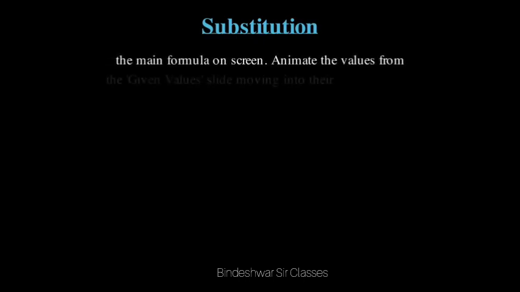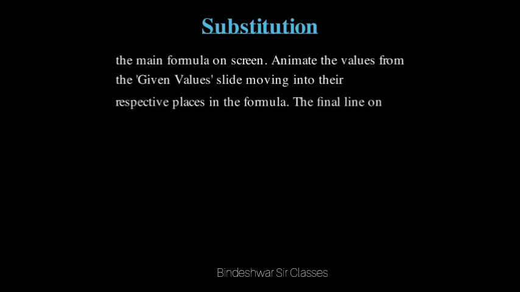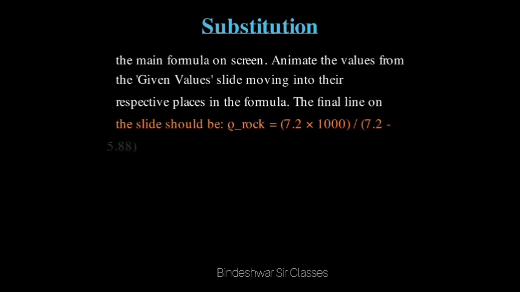Now we'll substitute our values into this formula. The formula is, density of the rock equals real mass times density of water divided by the difference between real mass and apparent mass. So rho rock equals 7.2 multiplied by 1,000, and this entire product is divided by the quantity 7.2 minus 5.88. Let's write that out clearly. In the numerator, we have 7.2 times 1,000. In the denominator, we have the subtraction 7.2 minus 5.88.